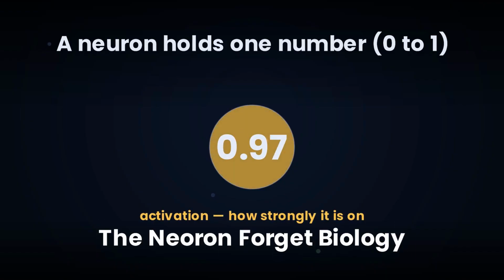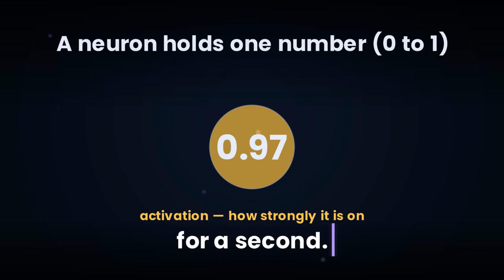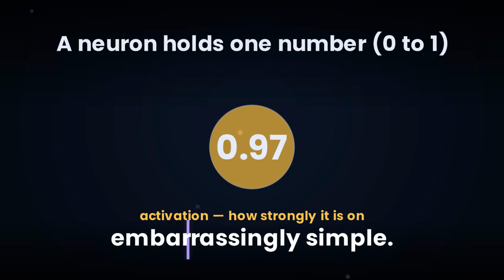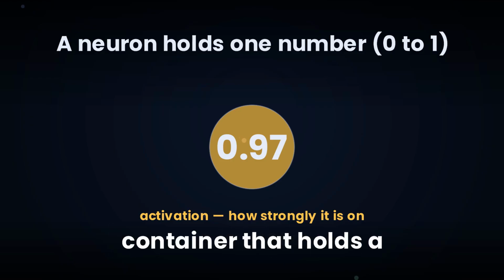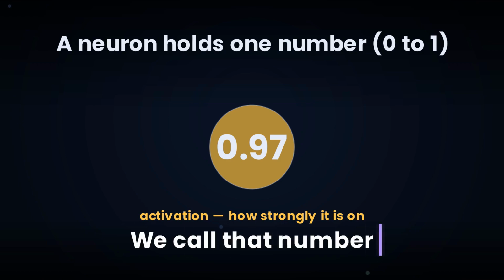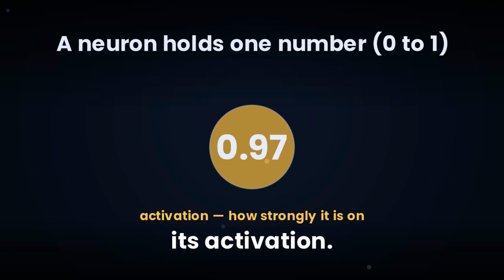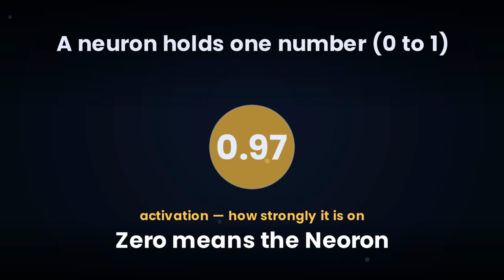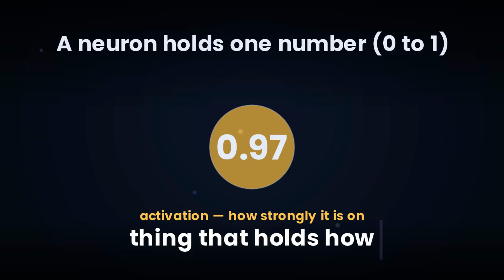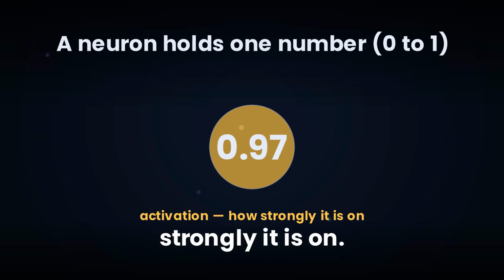Now meet the one idea this whole thing is built from. The neuron. Forget biology for a second. In a network, a neuron is almost embarrassingly simple. It is just a container that holds a single number between 0 and 1. We call that number its activation. 0 means the neuron is quiet. 1 means it is lit up, firing. That's it. A neuron is a thing that holds how strongly it is on.